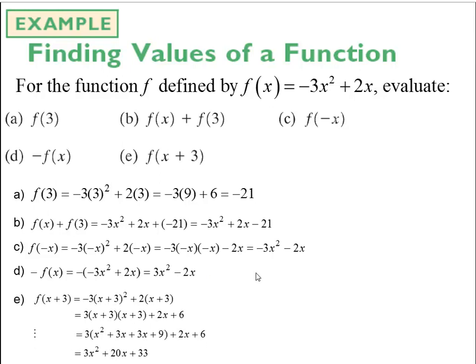And then letter E, the last one, says find f of x plus 3. Just like I did with letter A where I plugged 3 in for the x value, and with letter C where I plugged negative x in for the x value, here I'm just replacing the x value with x plus 3, and I'm going to simplify it. So I plug x plus 3 in, and I have to square that, and then I plug x plus 3 in here. So again, here's my original equation.